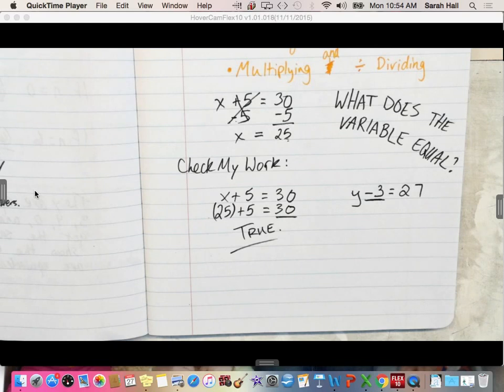Make sure you go back and check your work. You know how to check your work. You know if you're right or wrong before I tell you. So check your work and see if you made a mistake or if you got the right thing.